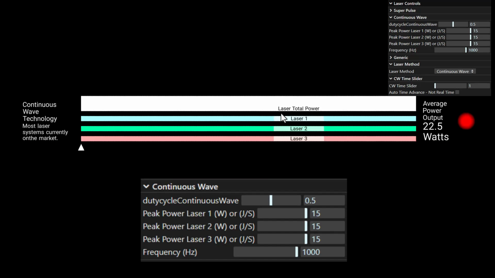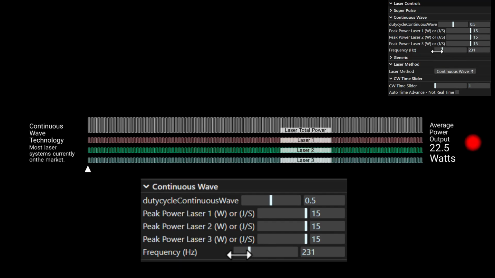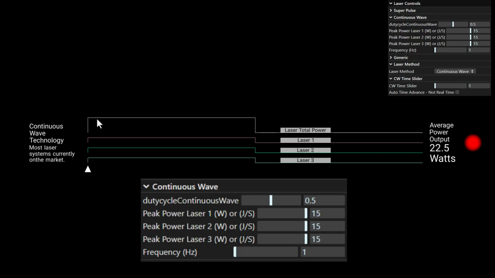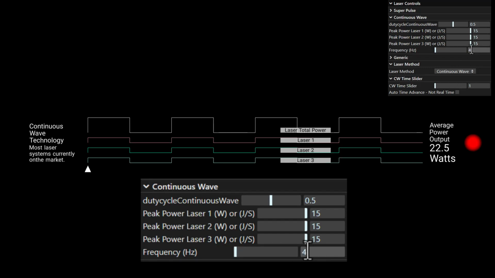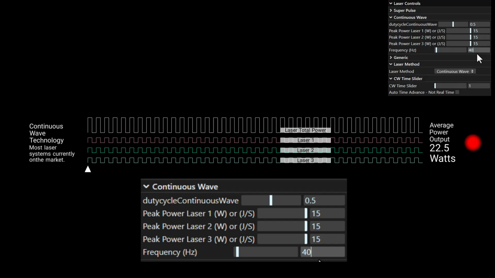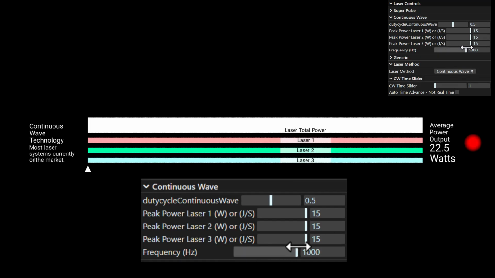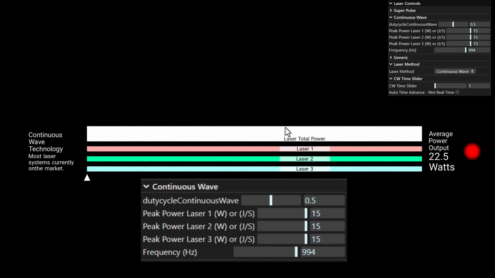Now, it might be helpful to know what a cycle is. So what I'm going to do is drop this down to 1. And a cycle is just an on and off time. So if it's on for half a second and off for half a second, that is 1 hertz. 1 cycle per second. If I turn it to 2, that's 2 cycles per second. If I turn it to 4, that's 4 cycles. If I go to 40, that's 40 cycles per second. And if I go to 1,000, bump it all the way up, then it's 1,000. And you just can't see that on this screen unless I zoom in. So that's hertz. That's what that means, is cycles per second.